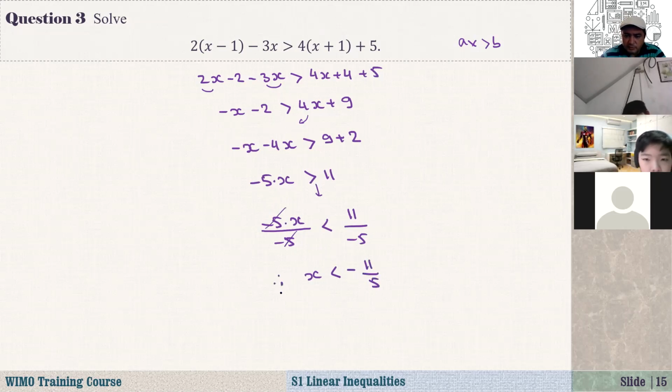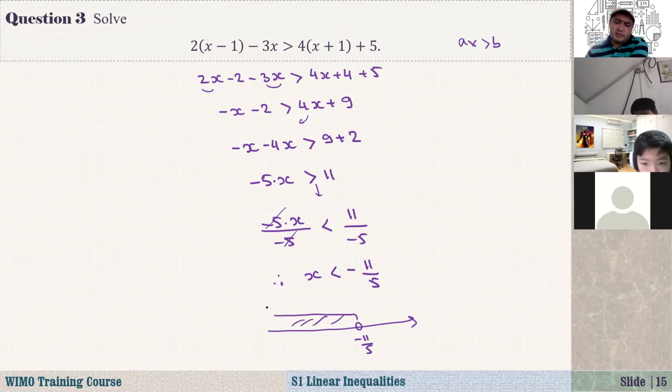So all the numbers which are less than minus 11 over 5, right? Here we have minus 11 over 5. All the numbers to the left of this number will be the solution of this inequality. What does that mean? If you just pick any number, for example, what we have here, minus 3. What we have here, minus 5. What we have here, minus 7 or minus 8.